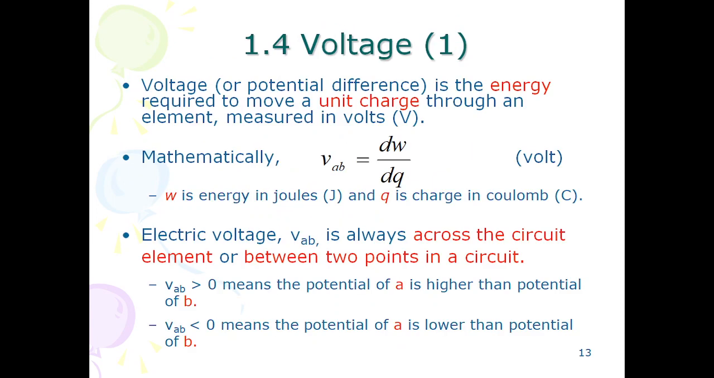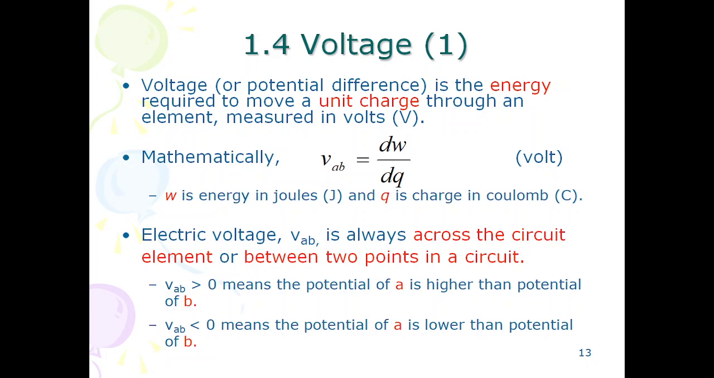Now comes the topic voltage. Voltage is basically a potential difference. If a unit charge is moved from one point to another point, a certain amount of energy is consumed. The energy consumed is equal to dW divided by dq, which is equal to the potential difference or voltage. W is energy in joules, Q is charge in coulombs.